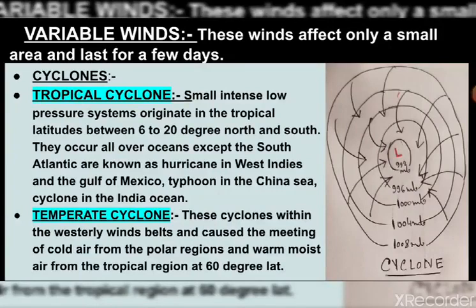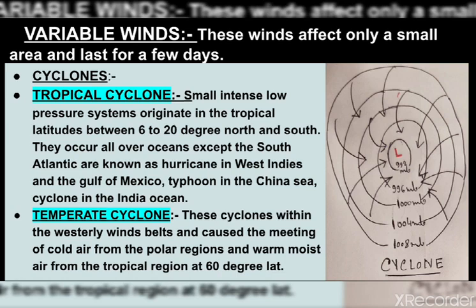Next cyclone, that is temperate cyclone. The temperate cyclones or depressions within the westerly wind belts are caused by the meeting of cold air from the polar region and warm moist air from the tropical region at 60-degree latitude. The movement of air within the temperate cyclone is similar to the tropical cyclone, that is anti-clockwise in the northern hemisphere and clockwise in the southern hemisphere.